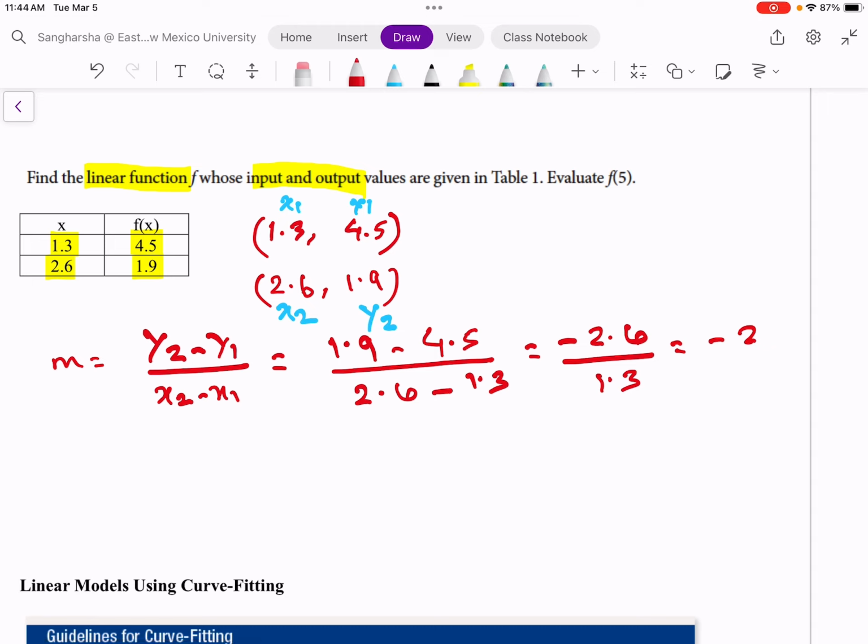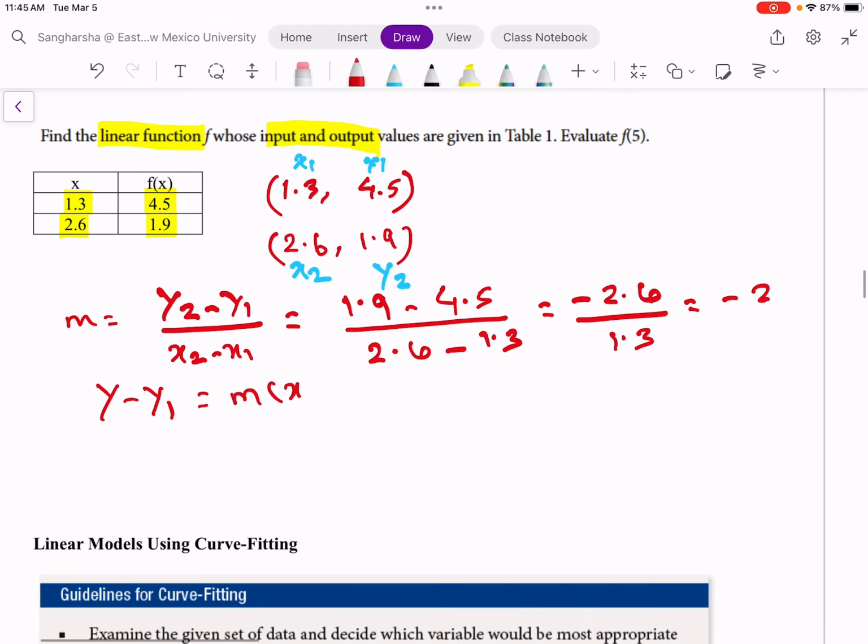Now how can we find the intercept? Is it possible to find the y-intercept from this information? Yes. How do we find it? Okay, that's right. We're going to use the point slope form. We use point slope form to find the linear equation. That's what we did. So let's use our point slope form, and point slope form is y minus y1 equals m times x minus x1.